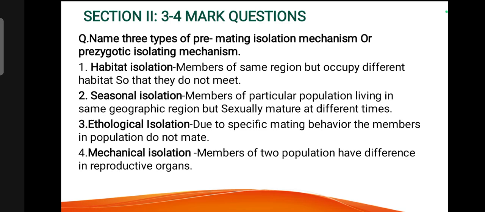Habitat isolation. Members of the same region but occupy different habitats so that they do not meet. Seasonal isolation. Members of a particular population living in the same geographic region but sexually mature at different times. Ethological isolation. Due to specific mating behavior, the members in the population do not mate. Mechanical isolation. Members of two populations have differences in reproductive organs.